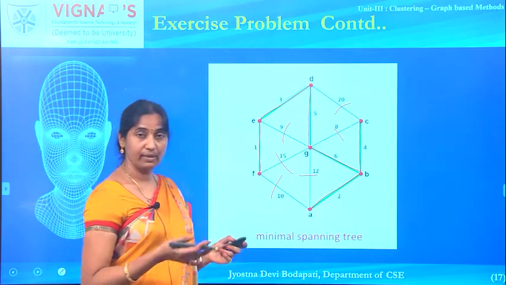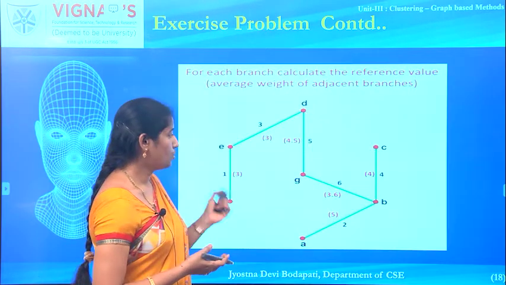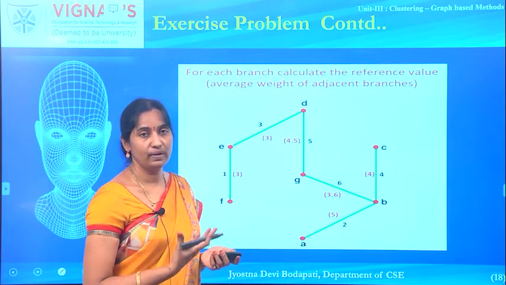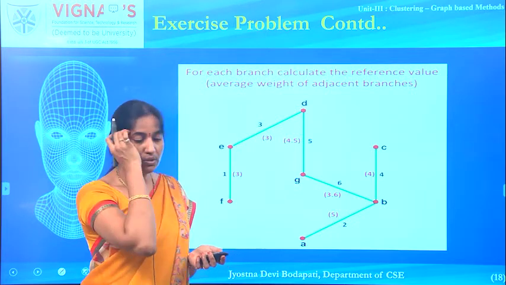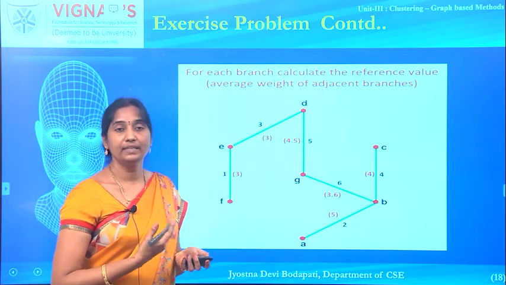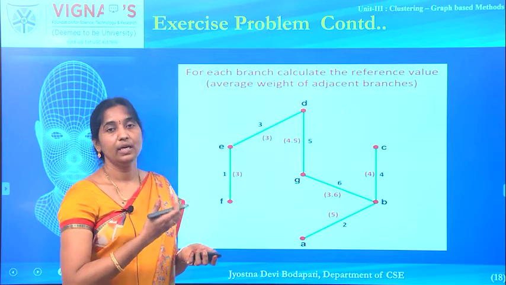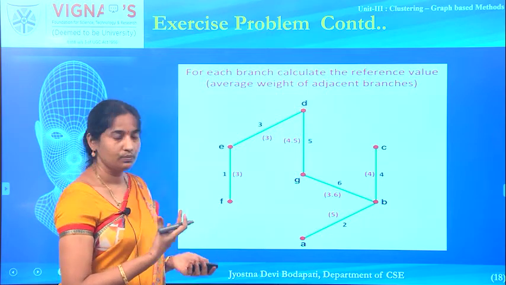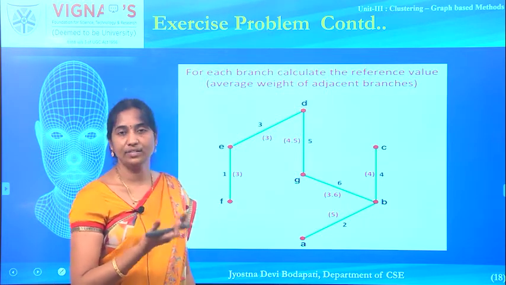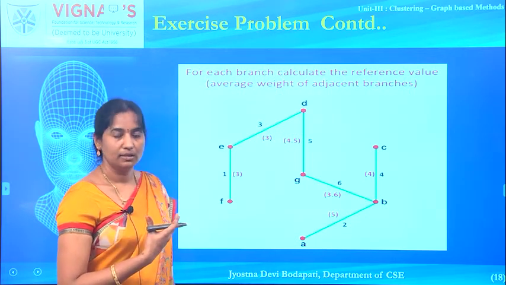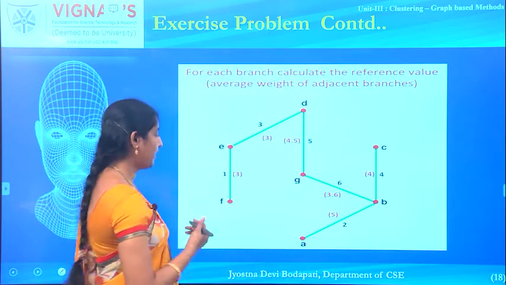Now what is the next step once you get the minimal spanning tree? Once this minimal spanning tree is obtained, you have to identify the reference value, because you are using the process of identifying the inconsistent edges. To get the inconsistent edges, you should understand the reference value. If the edge weight is greater than the reference value for an edge, then you can call such an edge an inconsistent edge. Let's try to identify that.